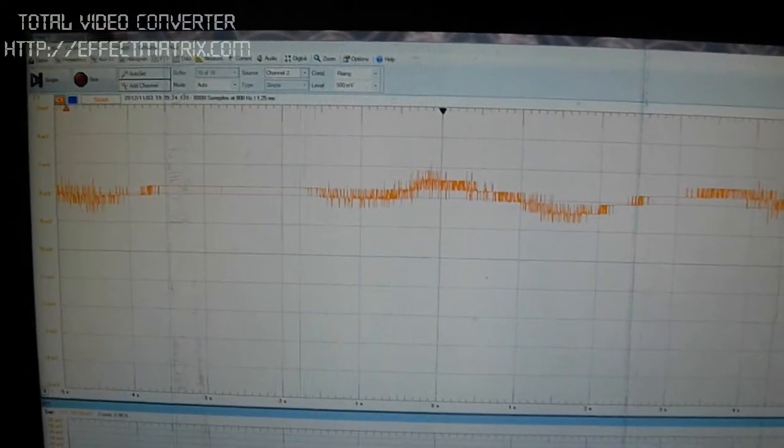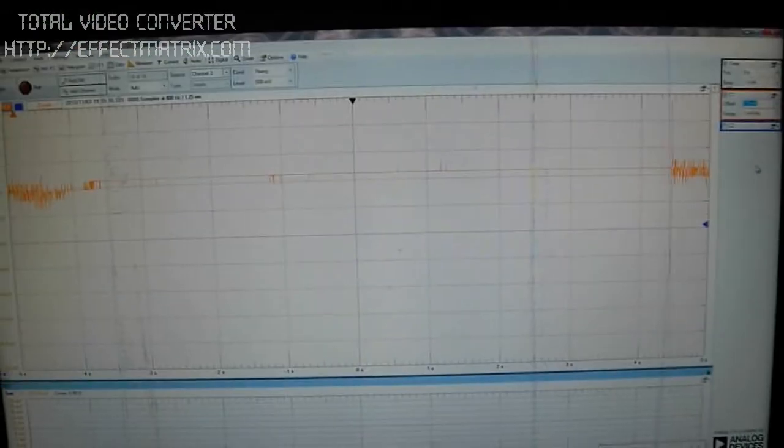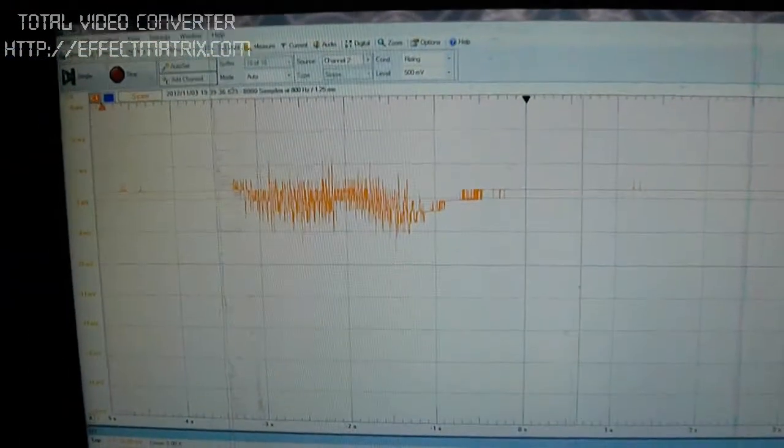So let it clear again. At the start of the next cycle, I'll just show it to you. Okay, and do it now. So this is what we see.